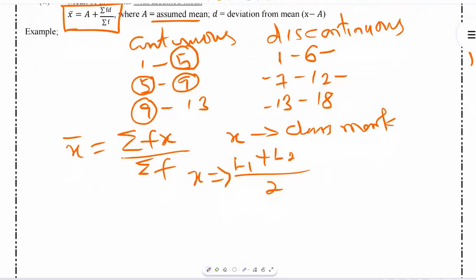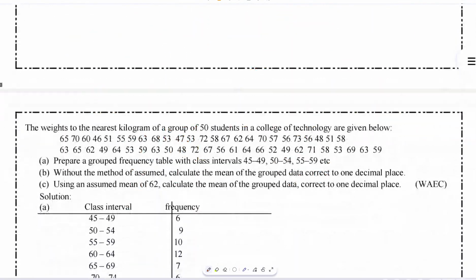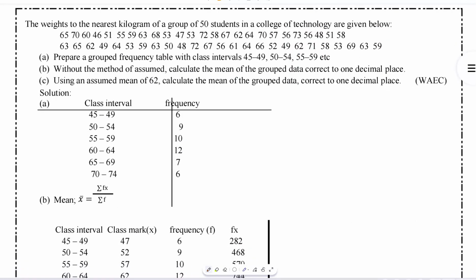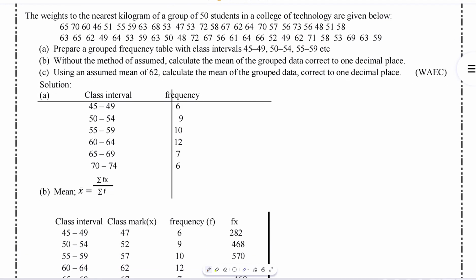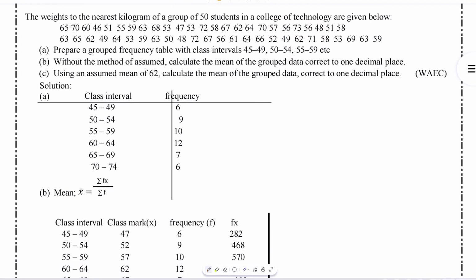Now let's look at an example. Let's look at the example on this. Now look at this question. Now this is the reason why we use the assumed mean. If you look at this question, this is why we use the grouped data. If you look at this particular question, we have a very large data.